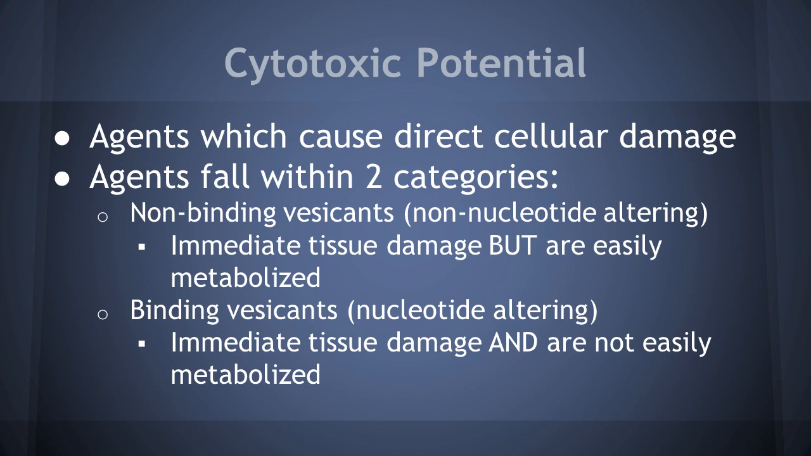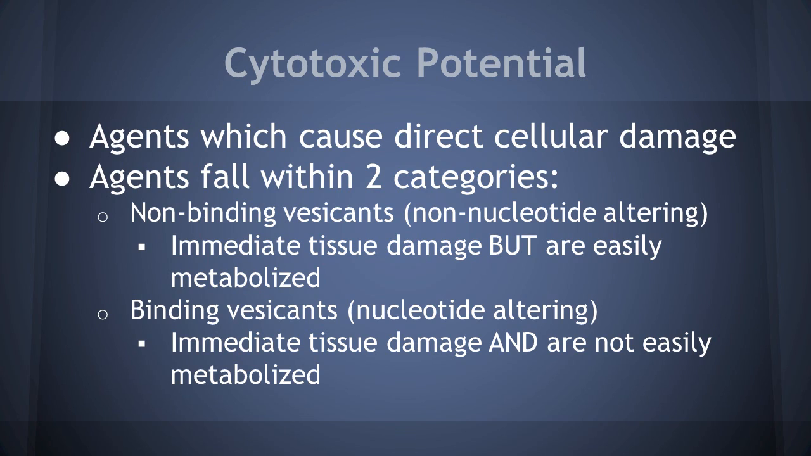Pharmacological agents, such as those used in chemotherapy, can directly cause cellular damage. These agents fall within two broad categories. Non-binding vesicants, which do not directly damage DNA within cells, cause immediate tissue damage but are easily metabolized by the body and cleared rapidly from the site of infiltration.